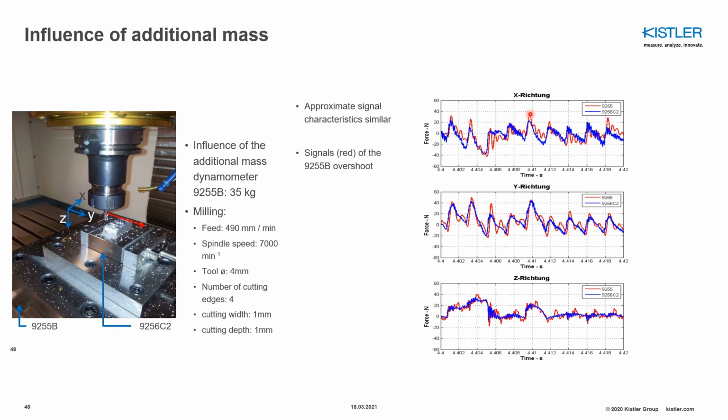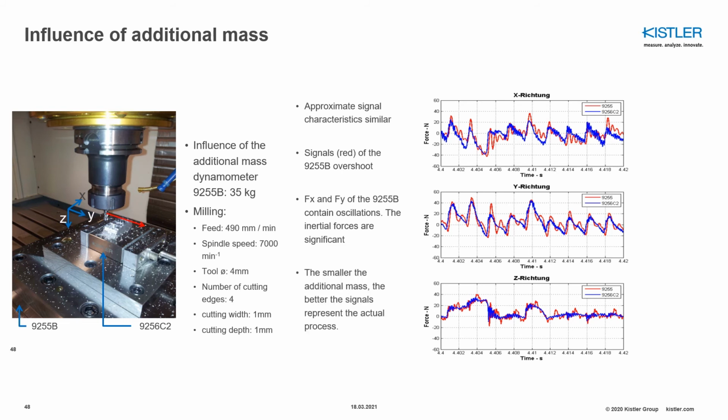So when you have an additional mass, you have an overshoot when you make the measurement. You also have some sort of oscillations in the red signal. So the conclusion is that the smaller the additional mass, the better the signals represent the actual process. That is important.